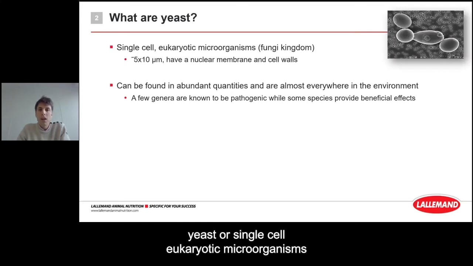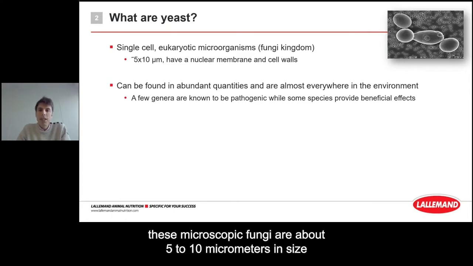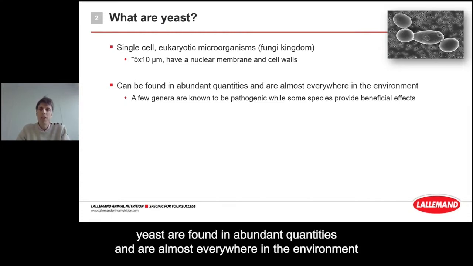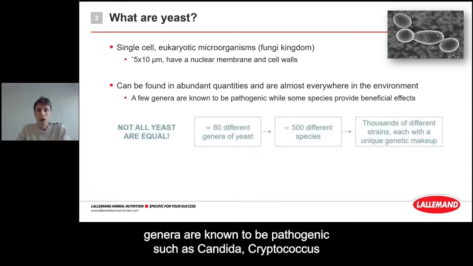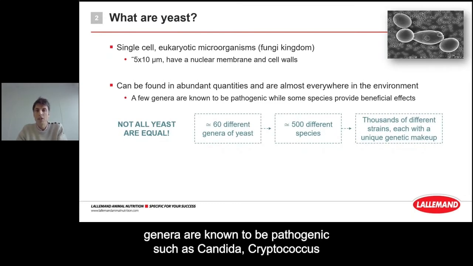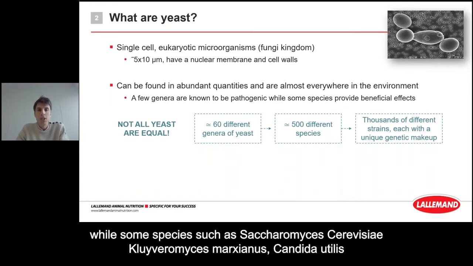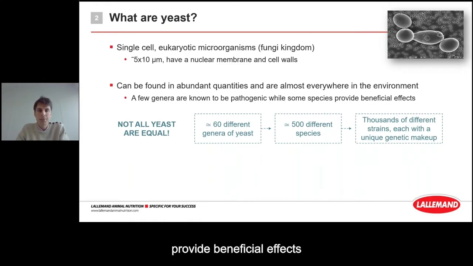Yeast are single cell eukaryotic microorganisms classified in the fungi kingdom. These microscopic fungi are about 5 to 10 micrometers in size, have a nuclear membrane and cell walls. Yeast are found in abundant quantities and are almost everywhere in the environment. Some genera are known to be pathogenic, such as Candida, Cryptococcus, Torulopsis, and Trichosporon, while some species, such as Saccharomyces cerevisiae, Kluyveromyces marxianus, or Candida utilis, provide beneficial effects.